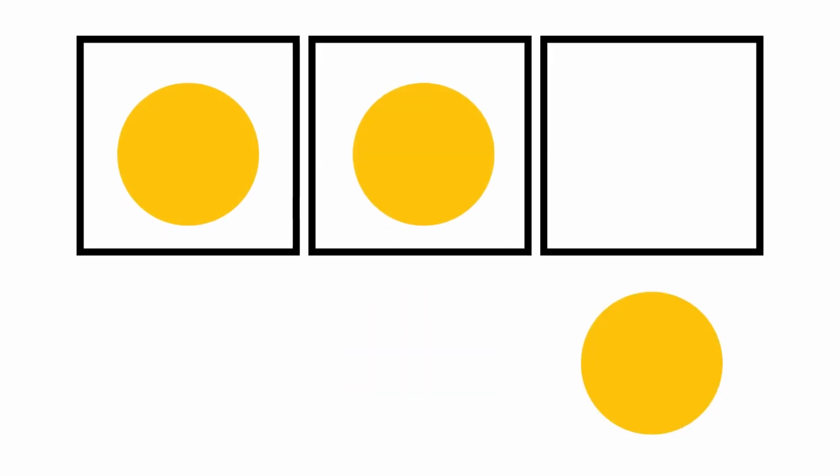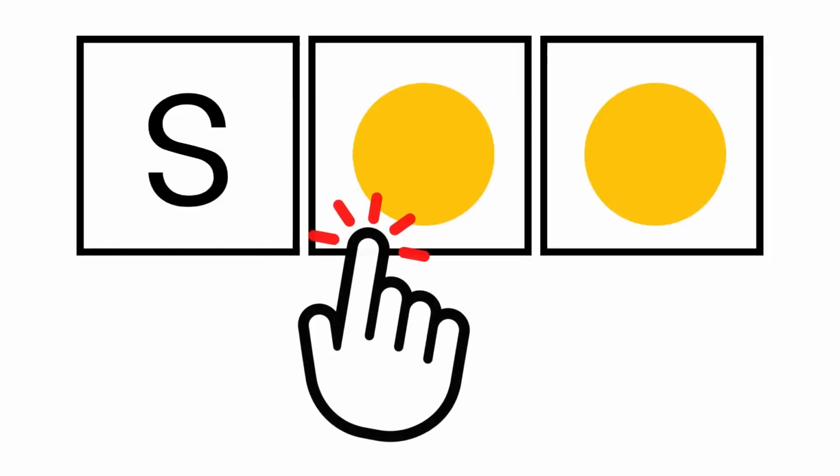S, I, P. So then we point to the S. How do we write that? S. We write the letter S in the first box. Then I point to the next sound, I. How do we write that? The letter I. And then we point to the last sound, P. How do we write that? The letter P. I make sure to point out that only one sound can go in each box.